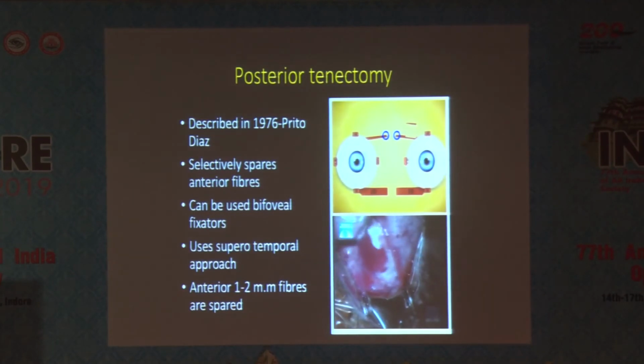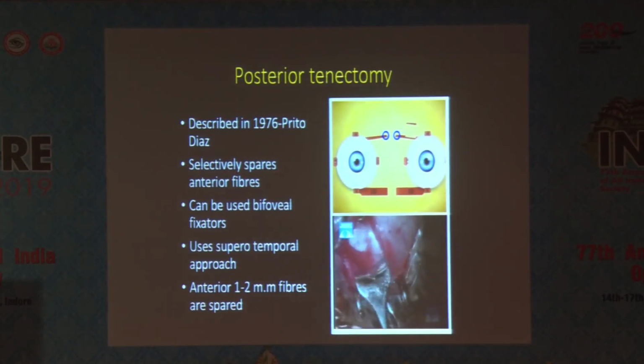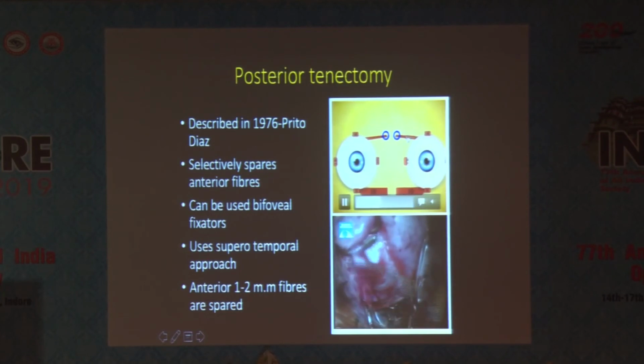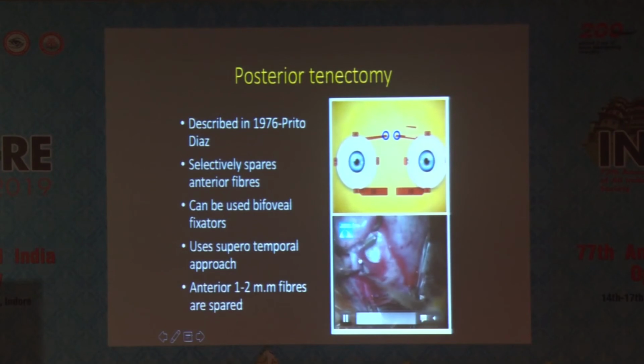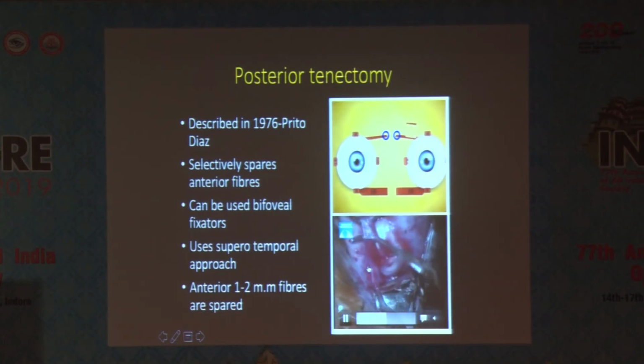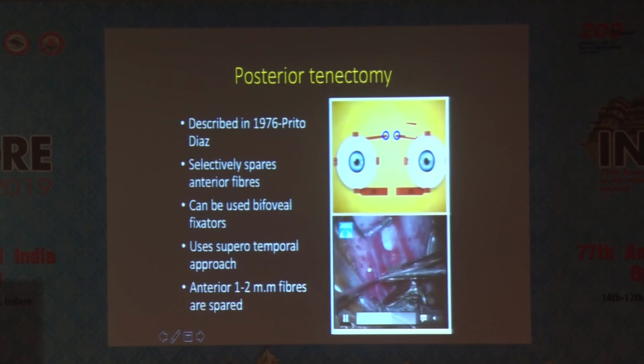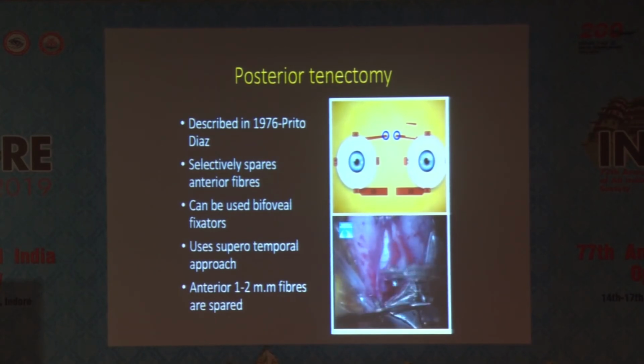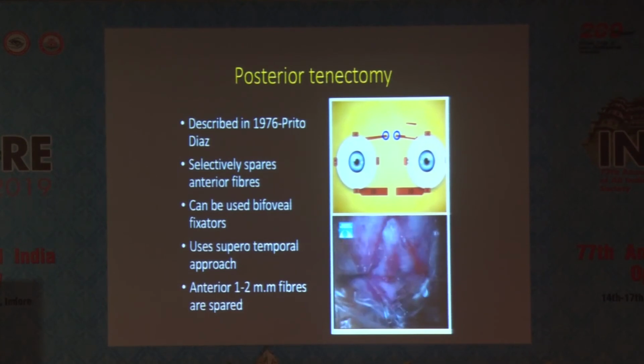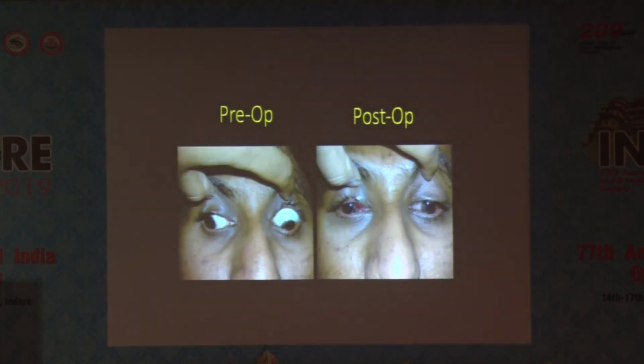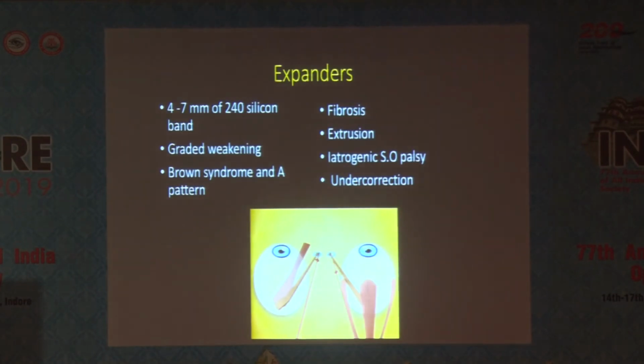Now, posterior tenectomy is when you selectively spare the anterior fibers and cut away the posterior fibers. You can see that we are separating the fibers, and we will cut off the posterior fibers and keep the anterior fibers. Anterior fibers are the tauters, so you will not have any torsion following the posterior tenectomy. It works well. This is a post-operative patient of A pattern, where the A pattern has completely collapsed following a posterior tenectomy.